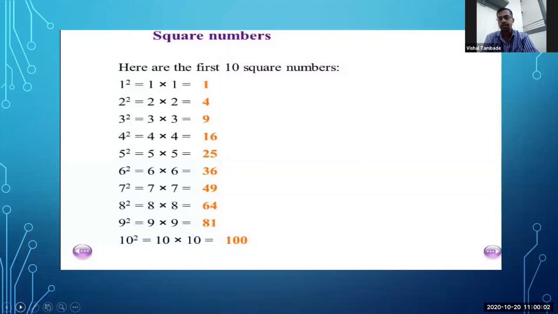Means 9 square is 81. Now 10 square, 10 multiplied by 10, 100. Means 10 square is 100. Like that, we find the square of any number. Now, you have been given up to 10. You have to find the 11 square. How? 11 raised to the power 2 equals 11 multiplied by 11. What is the value of 11 multiplied by 11? 121. Like that, you have to find the square of any number.